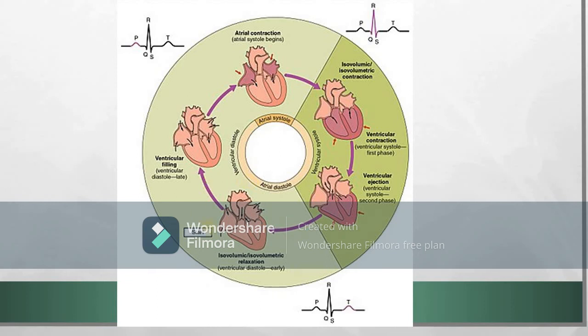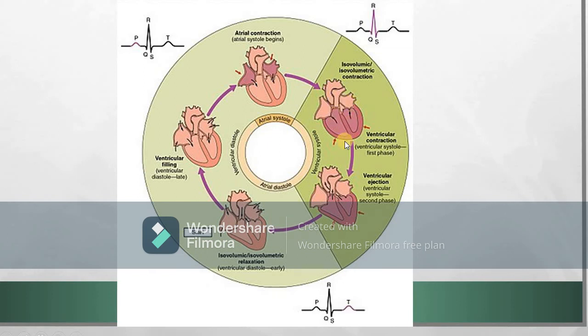Let's start from this point, where the ventricular diastole is taking place. The blood is entering into the heart. Then there is ventricular filling of blood. After that, it will move towards the atria. From atria to the ventricles, it is called atrial contraction or atrial systole. After atrial systole, the blood moves from the ventricles to the other parts. The ventricular contraction occurs. So this is called the ventricular systole.